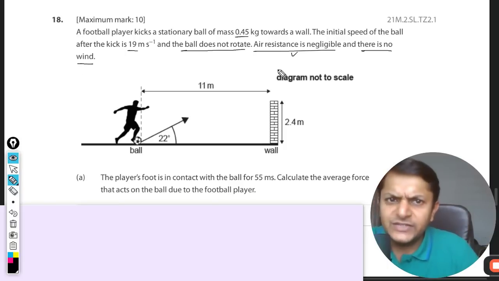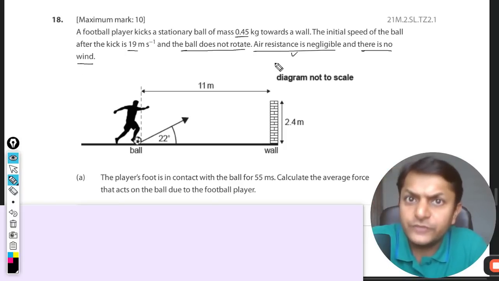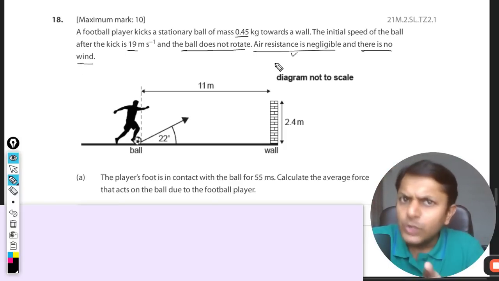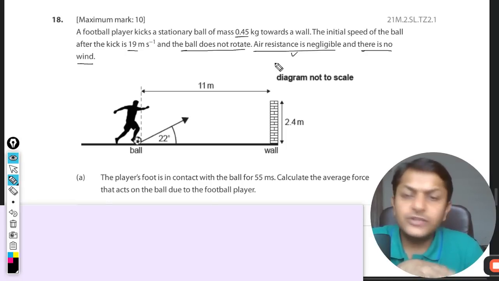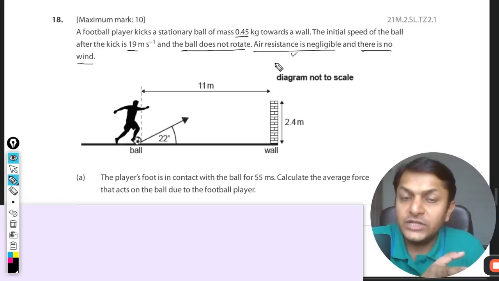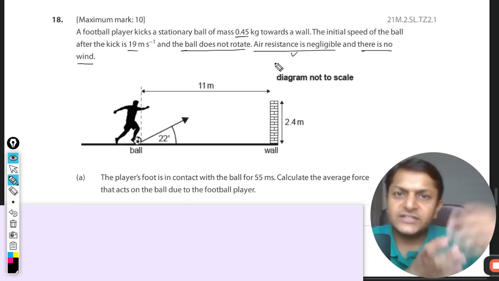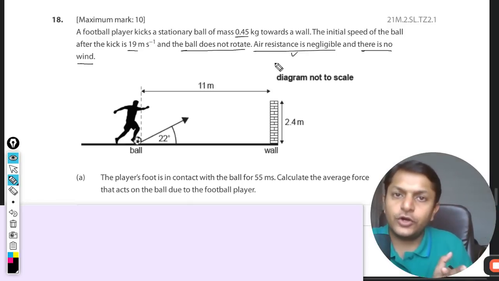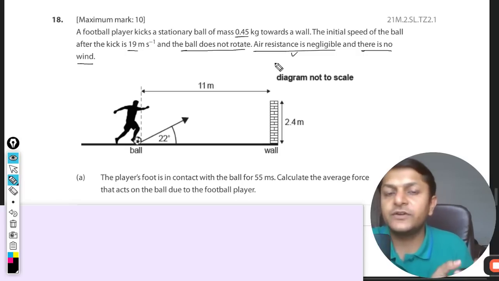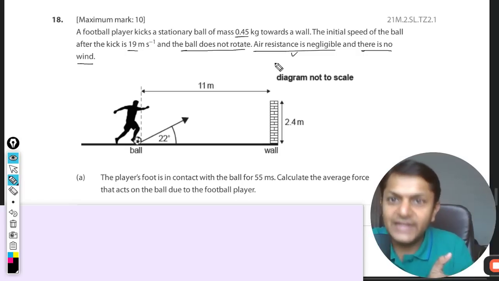Air resistance is negligible means that there is no loss of energy due to friction or viscosity. Usual thing. There is no wind, which means there is no drag force. There is only one force acting on the ball once it is in the air, and that is the weight, which is the essential condition for our projectile motion. So all the other formulas are valid in this question.